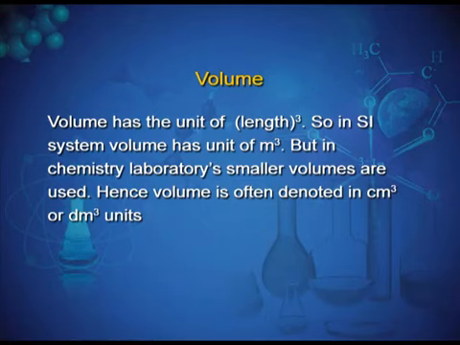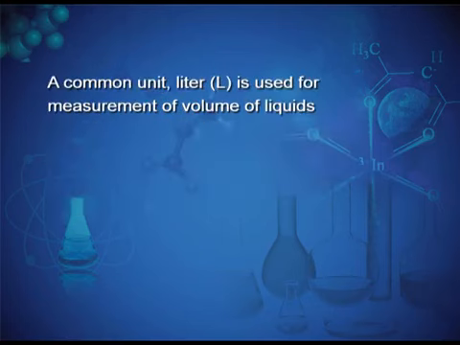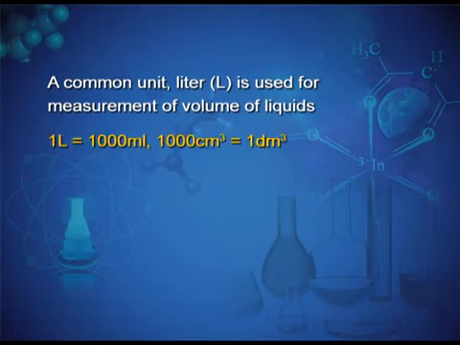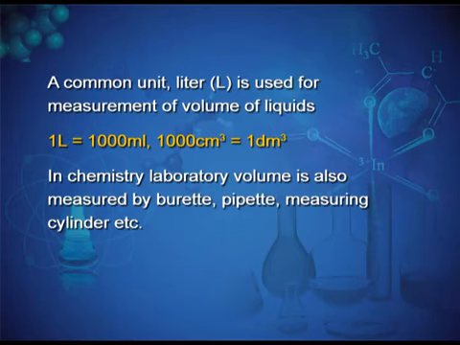Volume. Volume has the unit of length cube. So, in the SI system, volume has the unit of meter cube. But in chemistry laboratories, smaller volumes are used. Hence, volume is often denoted in centimeter cube or decimeter cube units. A common unit, liter, is used for measuring the volume of liquids, as 1 liter is equal to 1000 milliliter, and 1000 centimeter cube is equal to 1 decimeter cube. In a chemistry laboratory, volume is also measured by burette, pipette, measuring cylinder, etc.